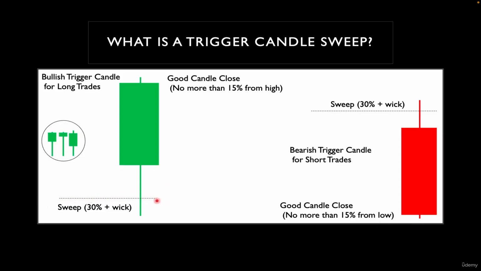Now let's just go on to what sweeps of liquidity actually are in a second, but you can see that the bullish trigger candles come in various different forms, but still maintaining the 2 characteristics, which are a wick to the downside and a good close. And same for bearish, wicks to the upside and a good close. We only want to be taking longs when we see a bullish trigger candle, and we only want to be taking shorts when we see a bearish trigger candle.